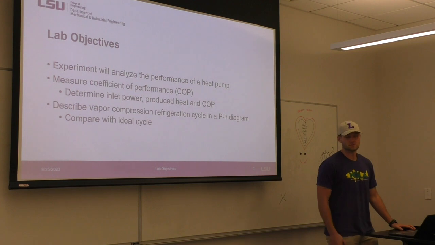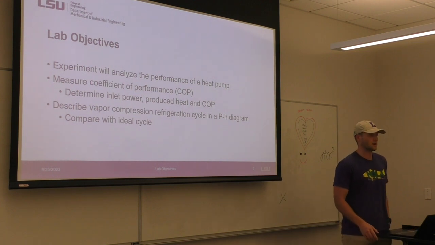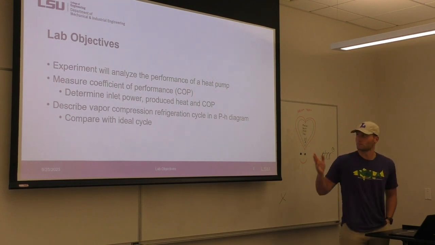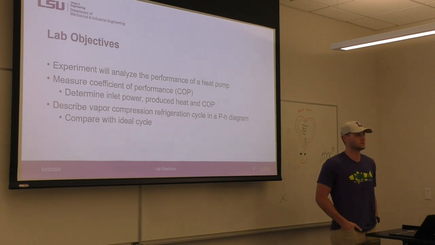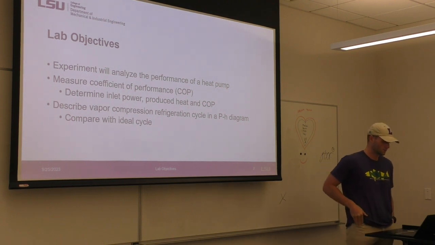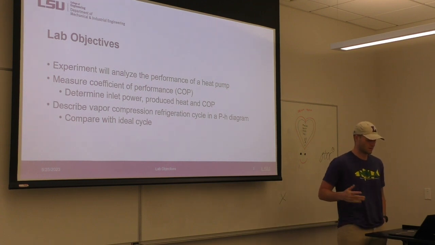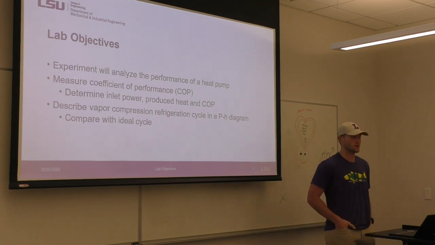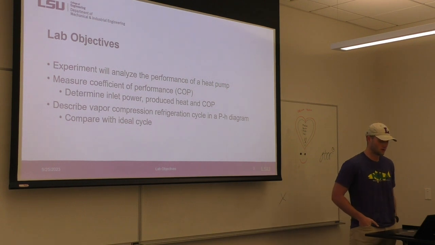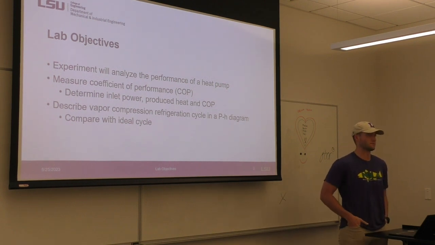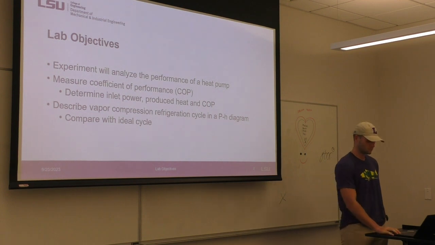The lab objectives for this experiment are to analyze the performance of a heat pump, which will be the evaporator in this experiment, and then measure the coefficient of performance. We do this by determining the input power and produced heat, and then coming out with our COP, which I'll get into a little bit later. And then we want to be able to describe this vapor compression refrigeration cycle using a PH diagram, which will be pressure and enthalpy, and compare the real cycle that we have to an ideal cycle.